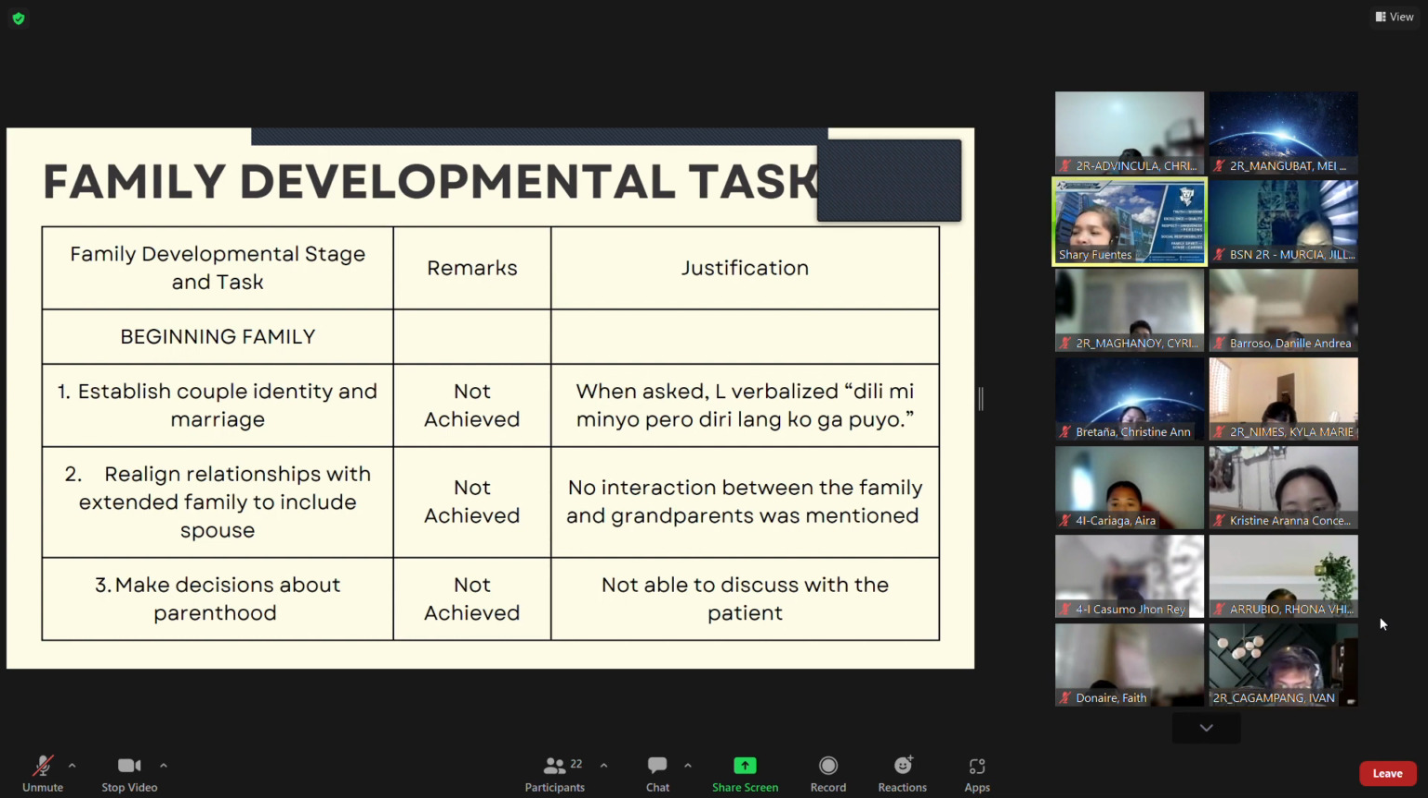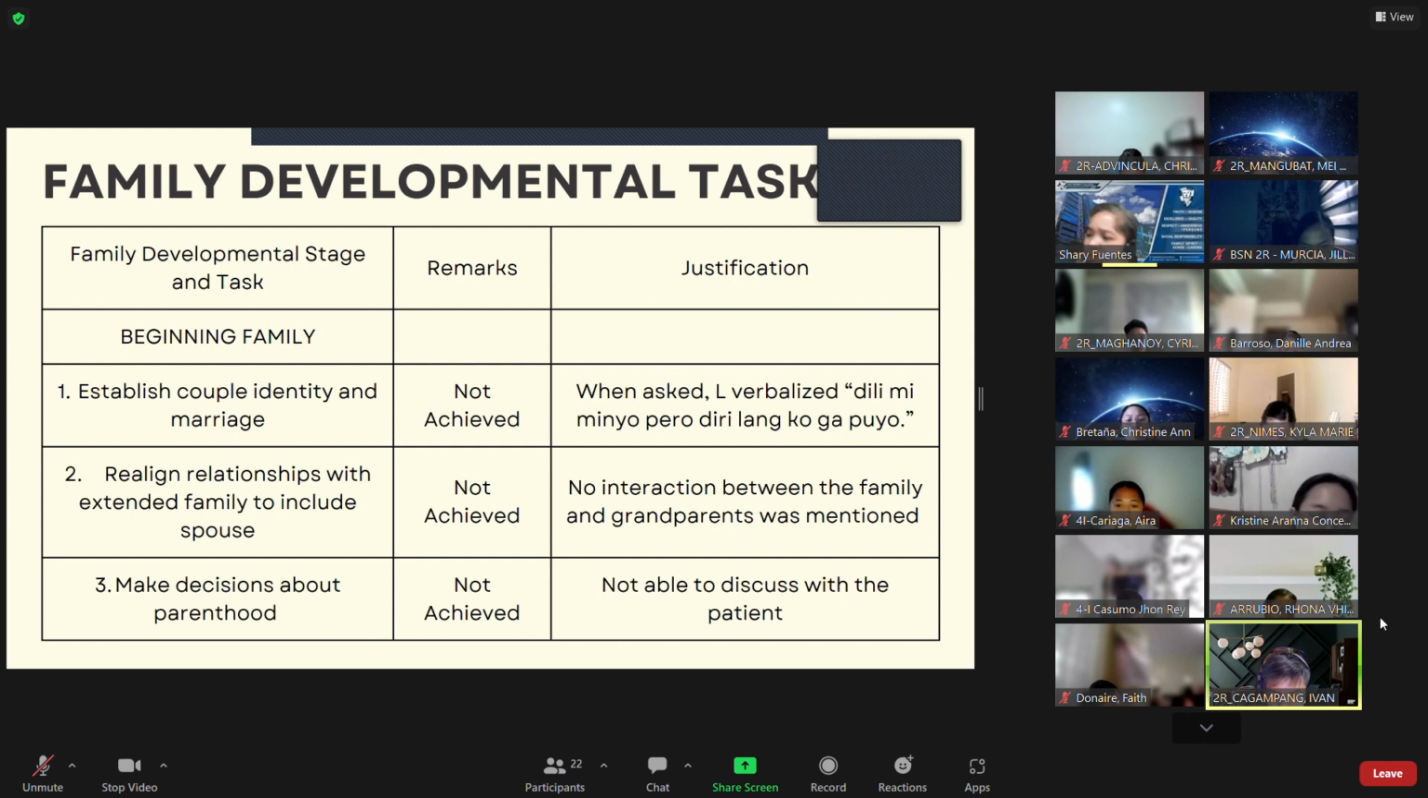Okay. Why is it the grandparents? Why are the parents of the husband? That's the house of the husband's family, right? Yes, ma'am. So where are their parents?